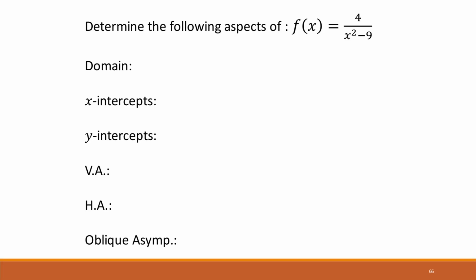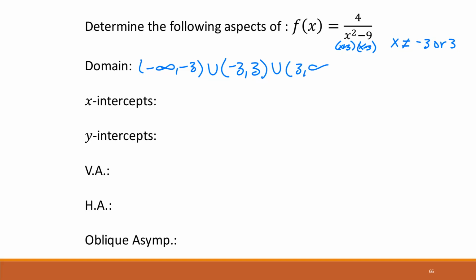Let's do another one. So here, again, for your domain, the first thing you're going to do is factor. So this is one of our special types. It's x plus 3, x minus 3. So we know that x cannot equal negative 3 or 3. So our domain is from negative infinity to negative 3, union negative 3 to 3, union 3 to infinity. So x-intercepts now. Because our numerator is a constant, there is no x-intercept.